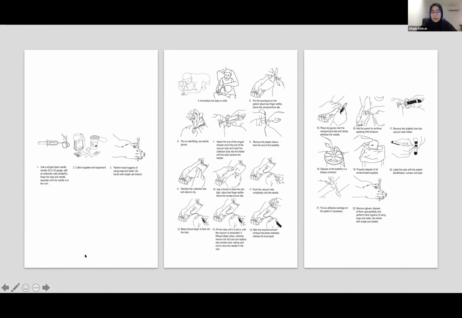So doktor just nak clearkan balik, kita tak guna lah yang vacuum tube with butterfly ni. We don't. We use drop method or we use syringe. So basically kita guna syringe attached to needle. So we puncture a large vein lah, macam backward vein kan, tapi kita jarang guna lah. And then kita aspirate. Okay. Tapi that's in older children. Kalau young children or infant, kita guna drop method. Okay, good. Thank you, doctor.